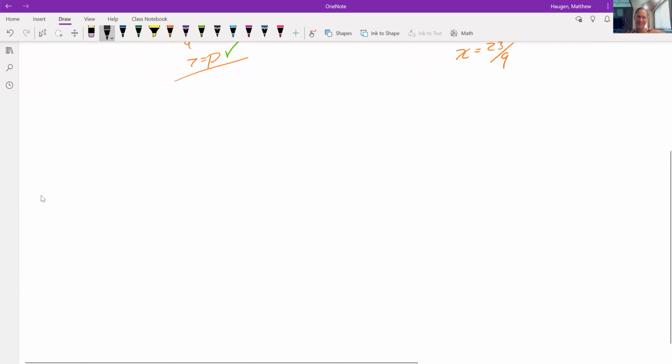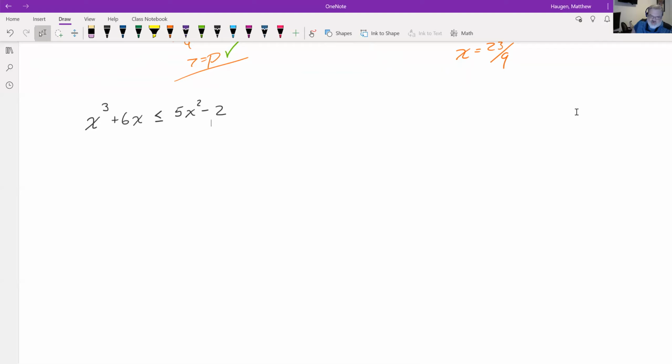Let's say we've got a good old x to the third plus 6x. And we want to know where is that less than, or what we say less than or equal to, 5x squared minus 2. So why are we looking at an inequality instead? Well, inequalities come up a lot. We're not always wanting to know where things are the same.